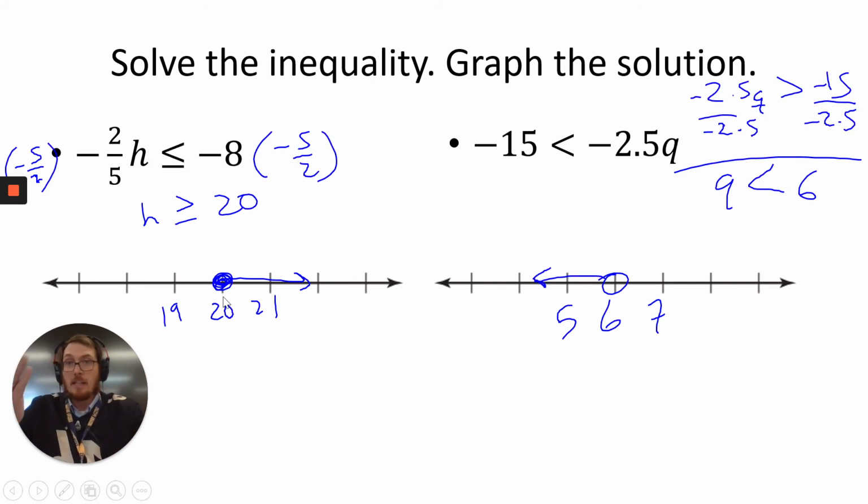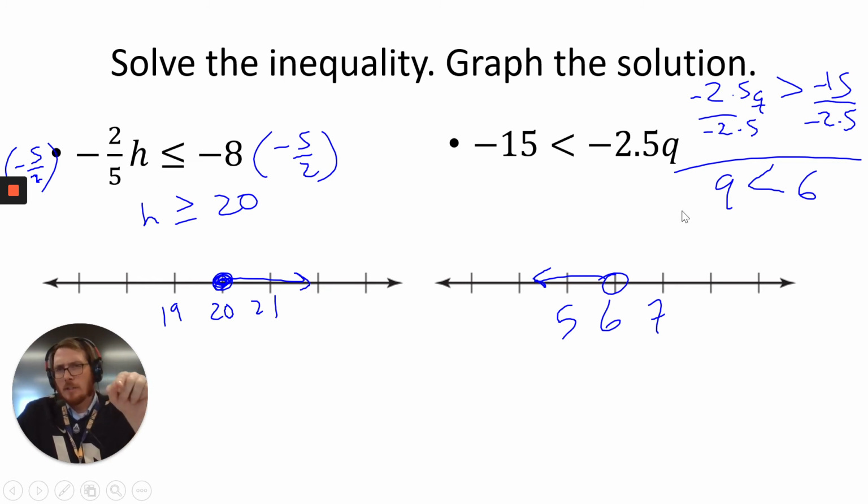Next one, same thing. It's a fraction coefficient, but it's negative. You still multiply by the reciprocal. That would be negative 5 over 2. Multiply both sides by that. I get a positive 20, but it's greater than or equal to because it has to be larger positive numbers to make an even smaller negative answer.